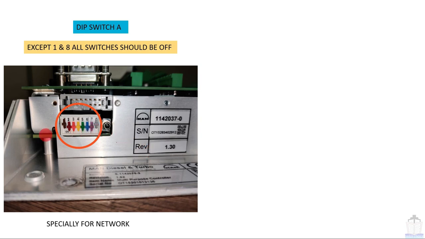One is installed on the motherboard, that is called the DIP switch A. In this DIP switch, except 1 and 8, all switches should be off. This is its default combination, and this DIP switch is especially for network for the whole MPC.